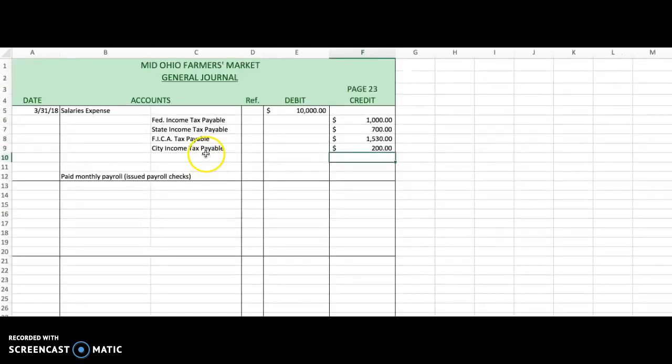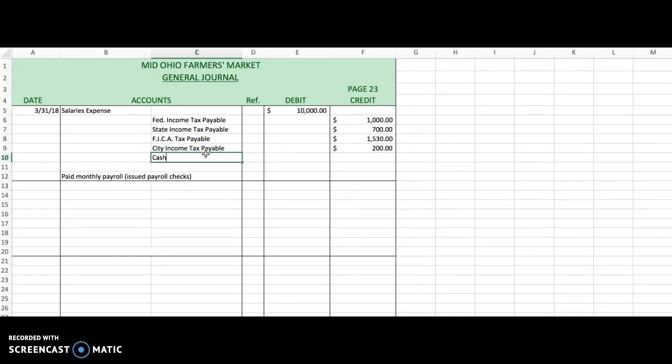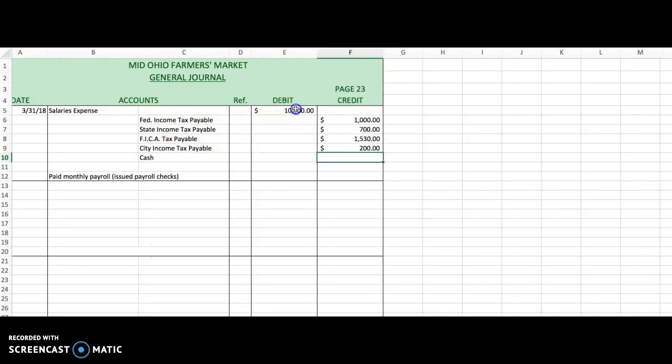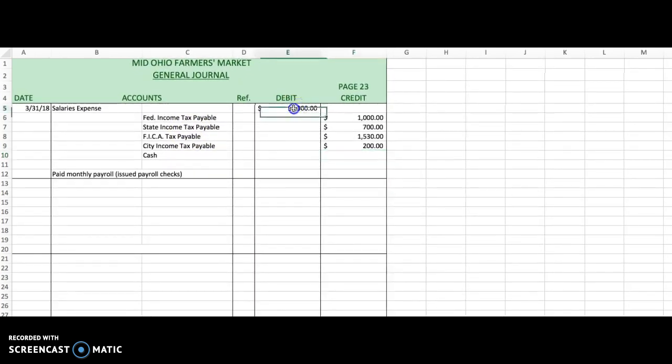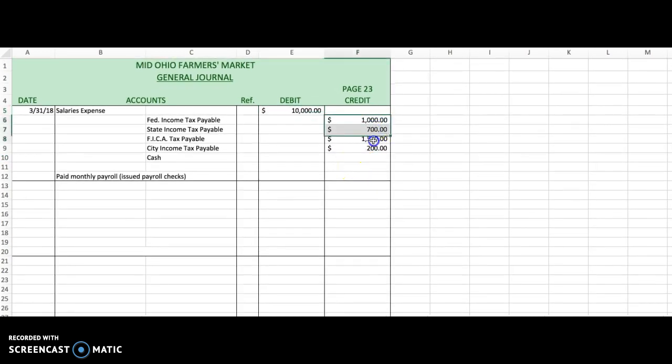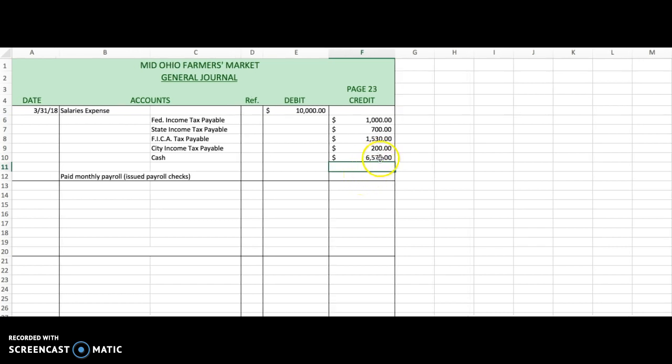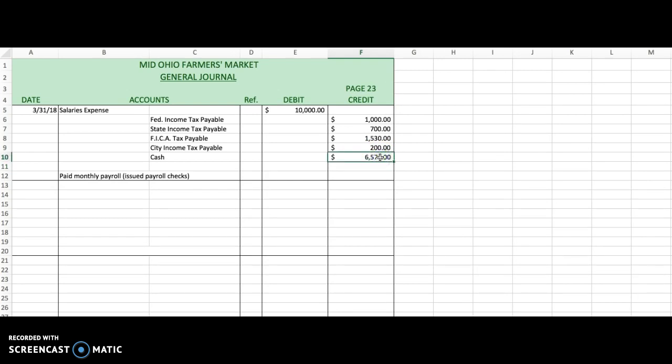So the last part of this entry is finally a credit to cash. This represents the net amount that our employees get. They earned, if I can do this, they earned $10,000, but we withheld all of this money. If we add up these numbers and you subtract it from 10,000, you should come up with $6,570. So this is the total net pay.